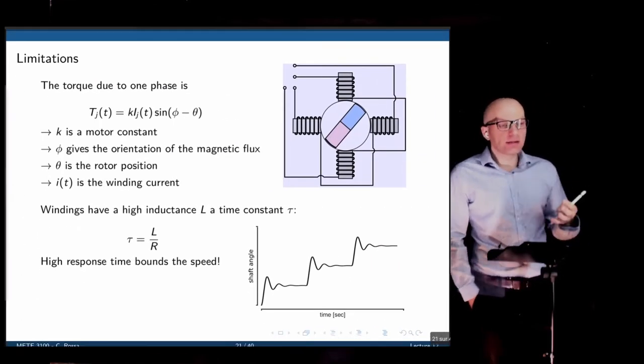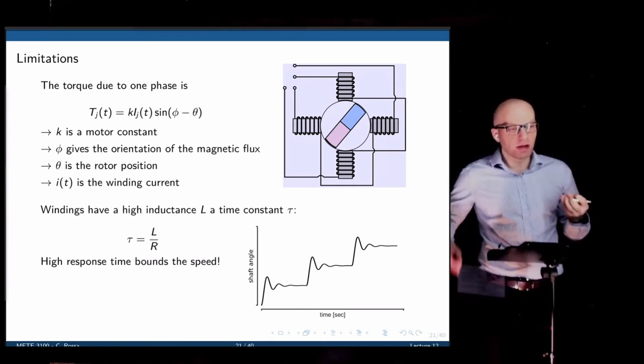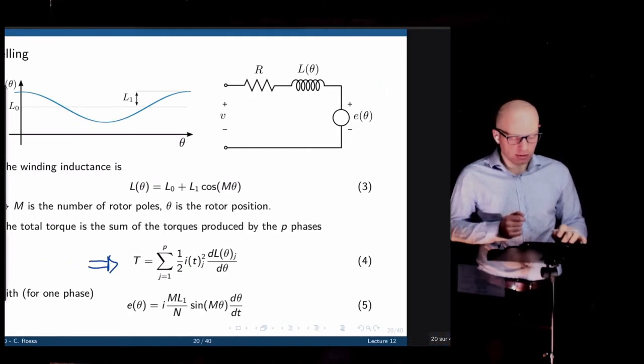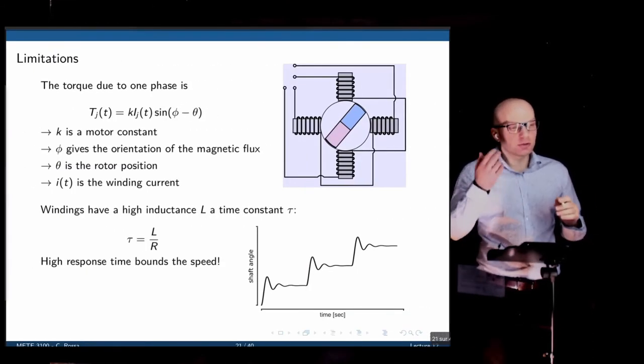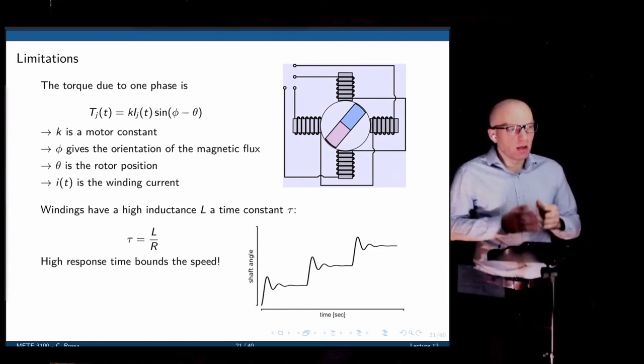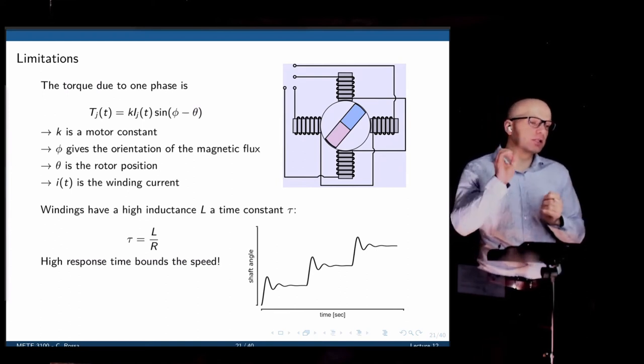And at the end, this is what we have. We have a torque that depends on two things. It depends on a constant that will come from all the parameters of the circuit itself, depends on the strength of the current, and depends also on the position. If the rotor is aligned with the magnetic flux, there is zero torque.